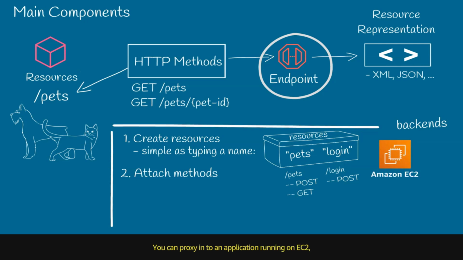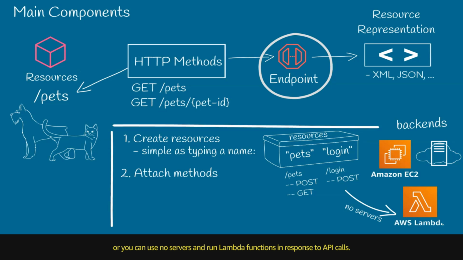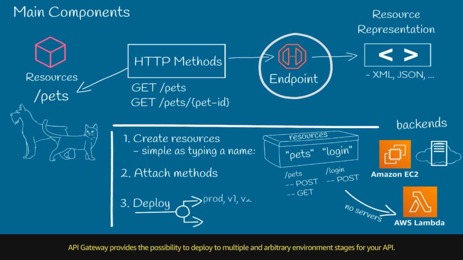You can proxy to an application running on EC2. You can proxy to another application running on the internet. Or you can use no servers and run Lambda functions in response to API calls. Then it is just about deploying your API. API Gateway provides the possibility to deploy to multiple and arbitrary environment stages for your API.